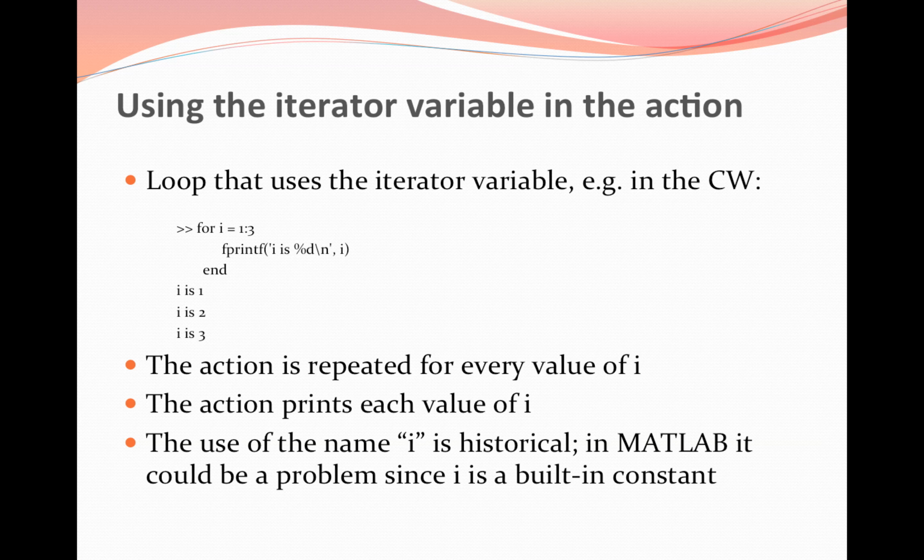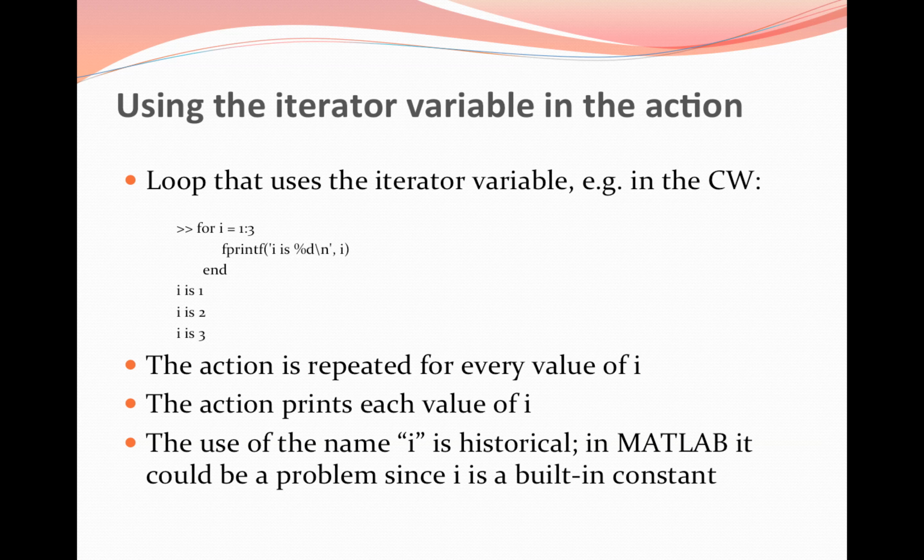Here's an example of a loop that uses the iterator variable. For example, in the command window, we might type for i, that's the loop variable, gets the value of 1:3. So the vector is 1, 2, 3. And then the action is to print i is and the value of i. There is only one statement in the action, which is ended with the word end. If we enter that in the command window, then immediately after the end that ends the for loop, MATLAB will display the result. In this case, the action of printing is repeated for every value of i.